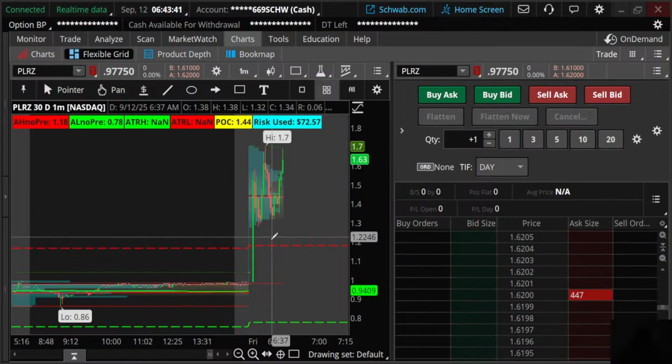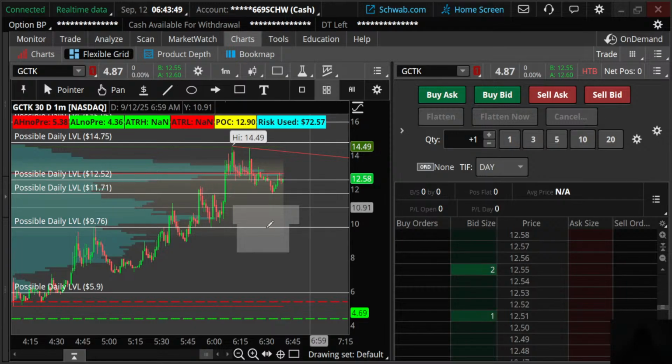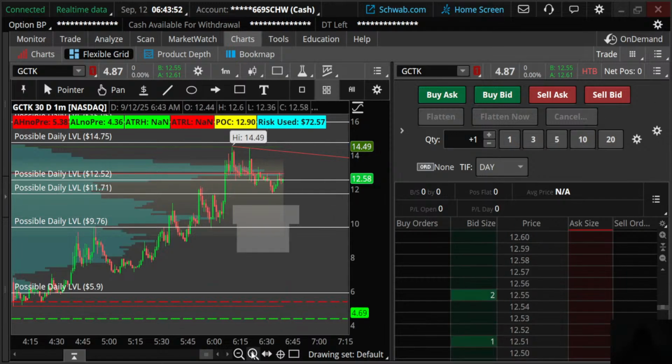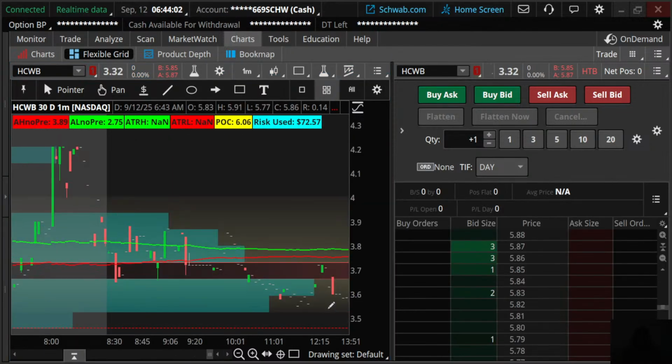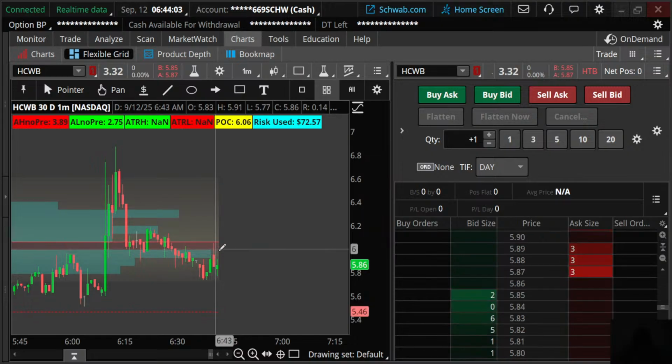So we'll see. If this is going to become the leader on the day, I'm good. I just sit on my hands for today because it is out of scope for me. The only one that really met the criteria, other than the catalyst, was GCTK this morning. So we'll see if anything else pops up. HCWB ended up fading off of that $6.